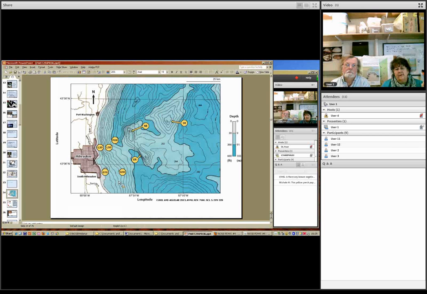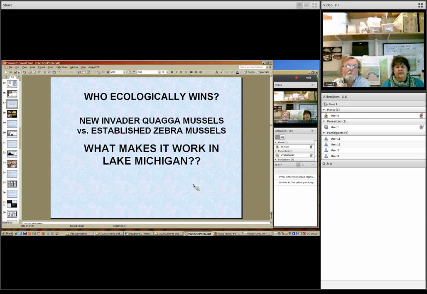So now, who ecologically wins? We have the new invader, the quagga mussel, that was coming in, and then it was trying to take over the established zebra mussel. Now, how did this work for the zebra mussel? As we told you, they have been wiped out, but let's see why that was. Why did they get wiped out?